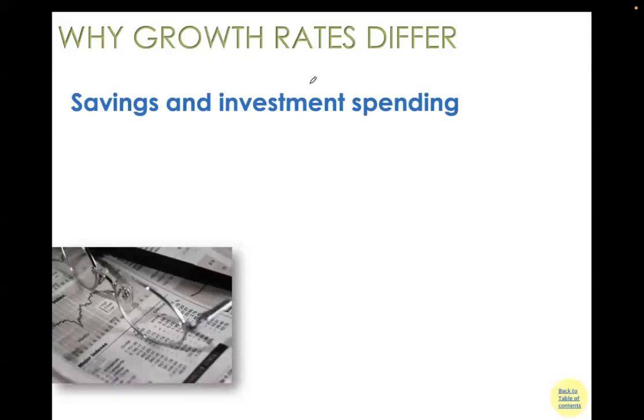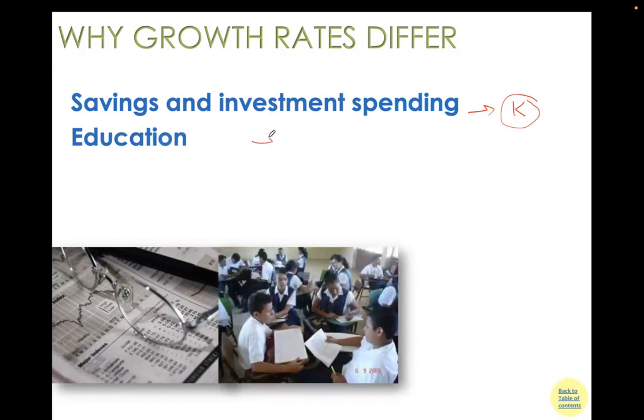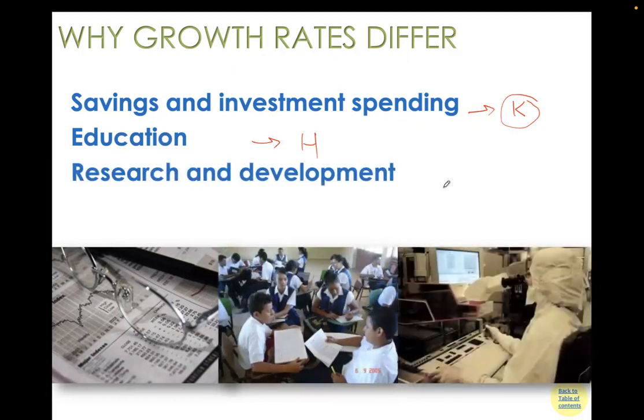Based on the production function we have seen, we can summarize the following sources: saving and investment spending. How does this matter? That's going to increase the physical capital. Education: that's going to help us improve the human capital. And the third, research and development: that is going to improve the total factor productivity, or technology, right?